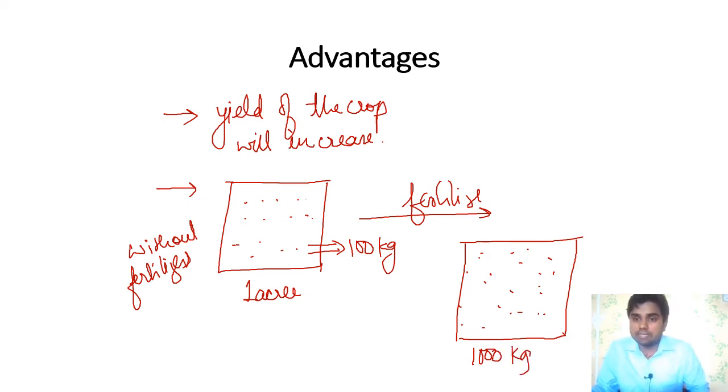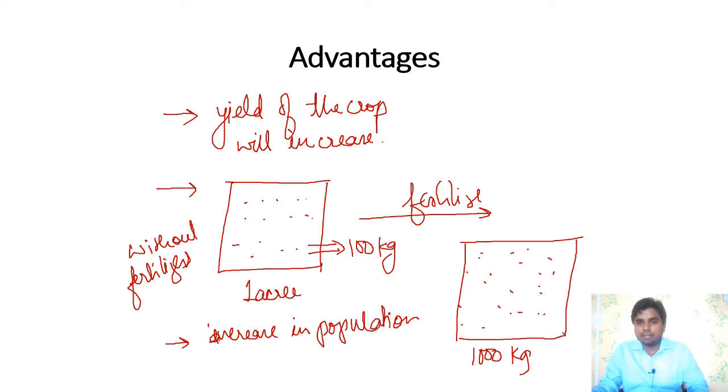Okay, so we can see how important this is for our growing population. We know that there is an increase in our population day by day. So what is happening, students? When the population is increasing, there is a shortage of land also. The agricultural or cultivable land is decreasing day by day. So we have to increase the yield from one particular part of land. So we have to use these chemical fertilizers. These are a few advantages that you have to remember.